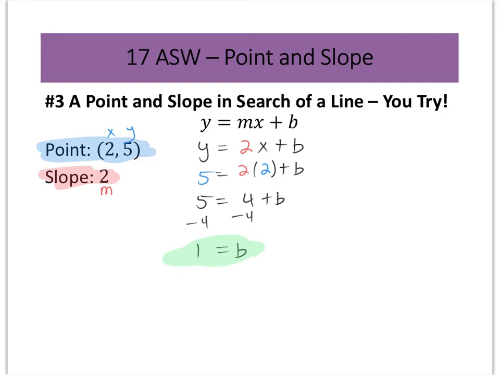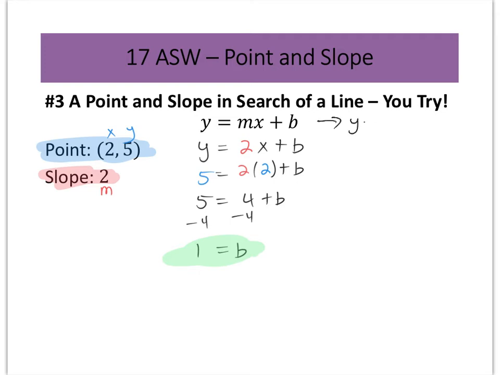All right, so just being really careful here, I tried to color code it as much as I can. We've got our point, x and y. So in x, I'm going to replace it with 2, and the y, I'm going to replace with the 5. And my m value is 2, so m gets replaced with 2, and we've solved for this b. Now, once we have the b and the m, we can substitute it back into the equation.